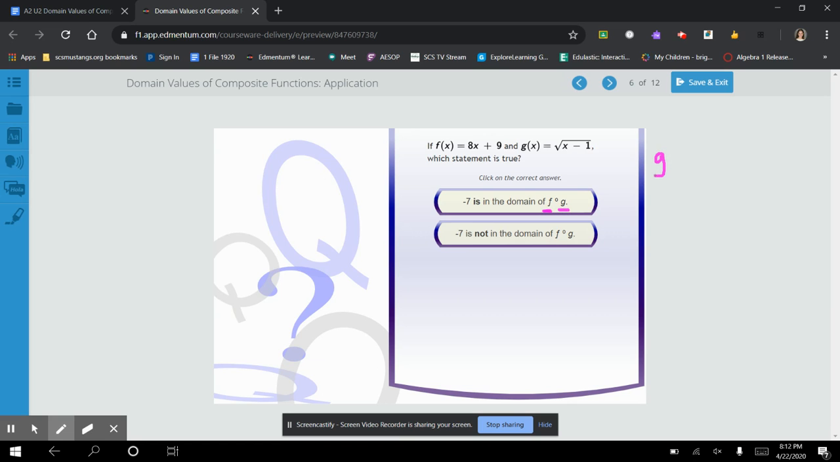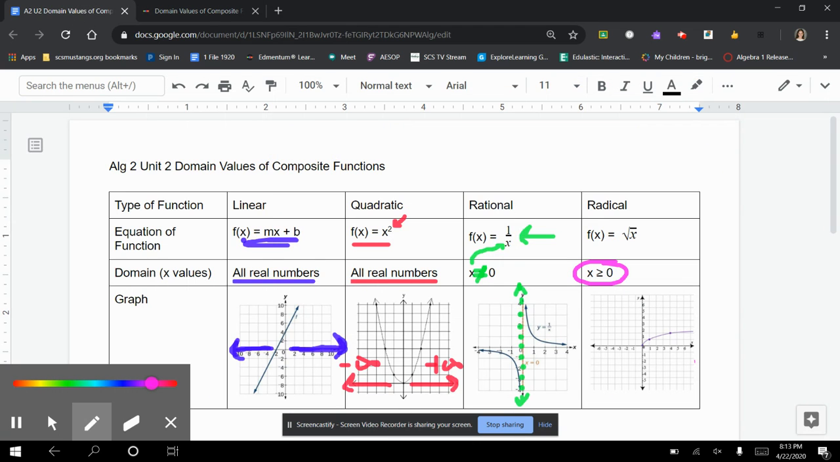So I'm going to do g of negative 7 is going to be equal to the square root of negative 7 minus 1. So g of negative 7 is going to be equal to the square root of negative 8. Looking at this, I've got to check before I go and plug it in. I've got to check and see if what I've already substituted in works and will give me a real answer, because if it doesn't, there's no point in moving on.